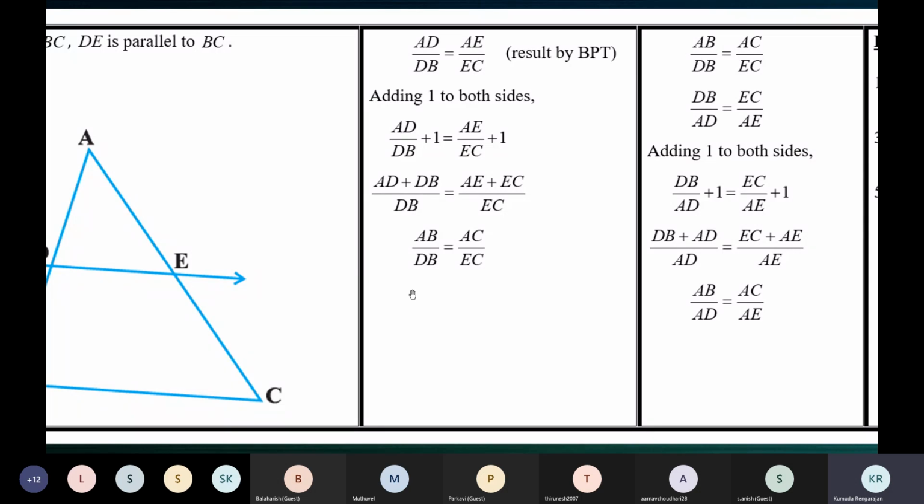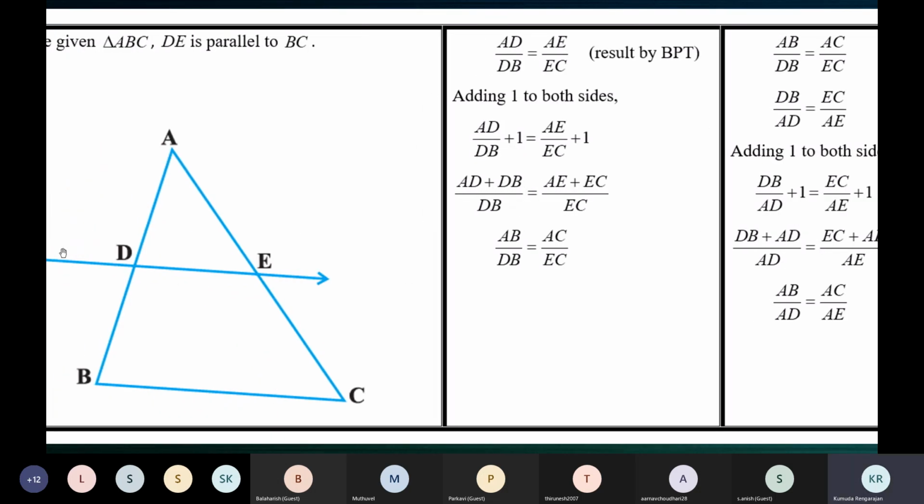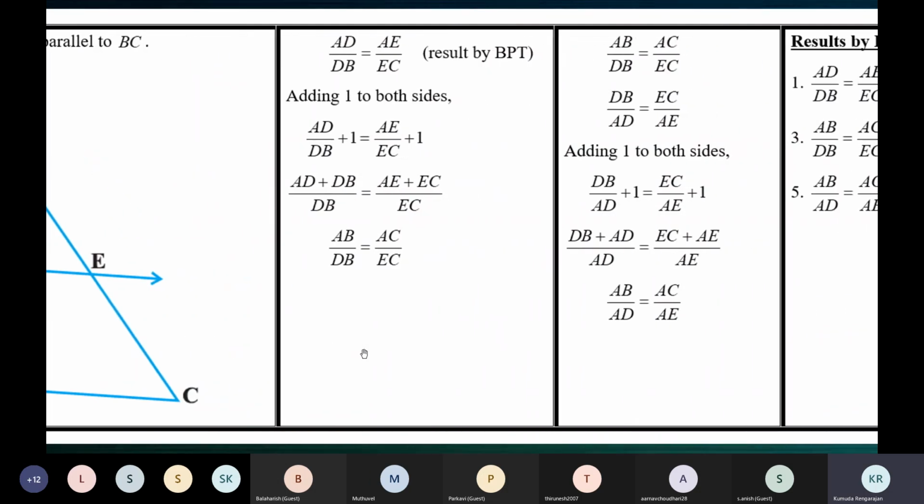So the reciprocal of this one, DB by AB, DB by the full thing AB is equal to EC by the full thing AC. And similarly, the reciprocal of this one, AD by AB, is equal to AE by AC. Oh, sorry, I missed it. So these are the 6 results.